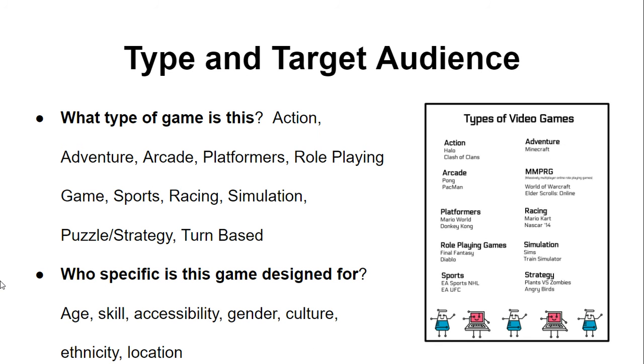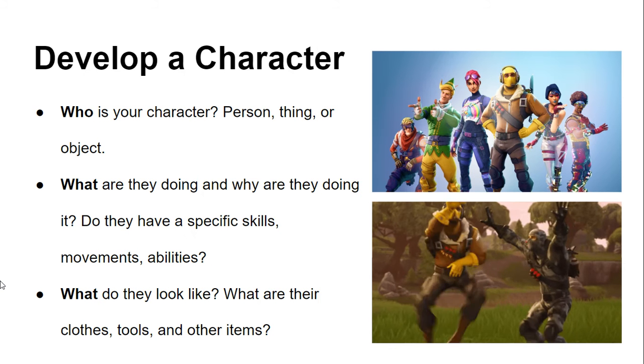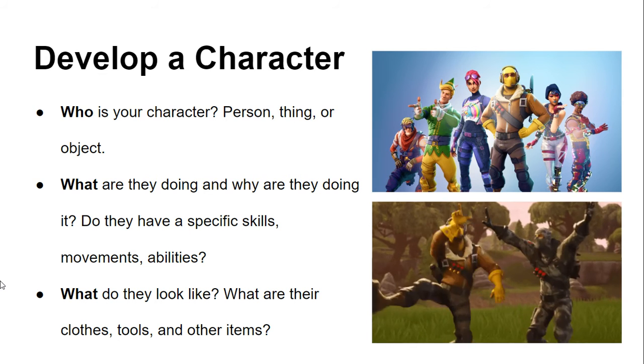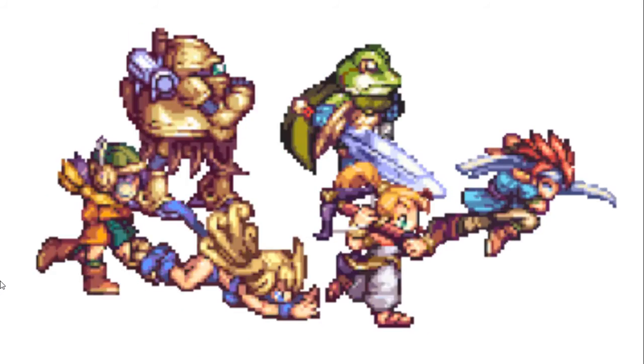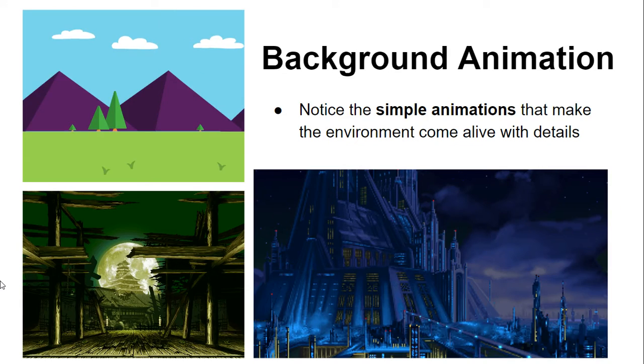So one of the first things you've got to consider is your type of game and your target audience. So think about those things when you're brainstorming. You also want to think about a story, like what's the plot or the background or mission or goal. You want to also develop a character, which is the person or thing that you're controlling. You also need to design an environment or a background. That's basically the level or map your character is interacting with.